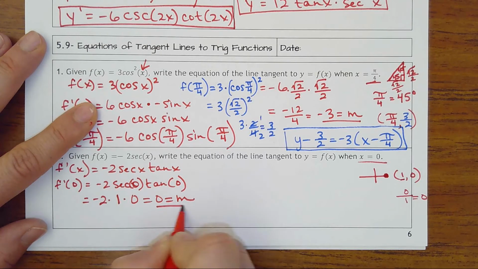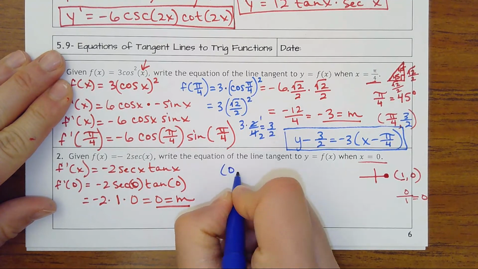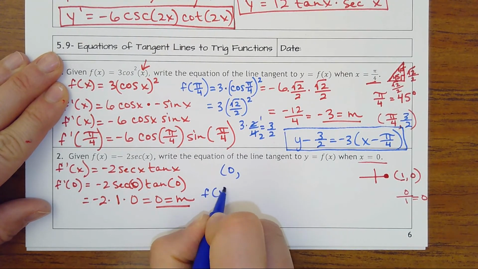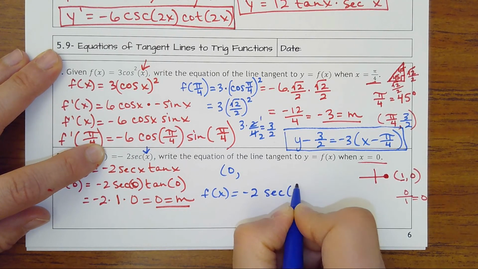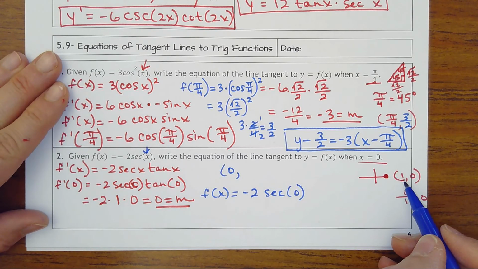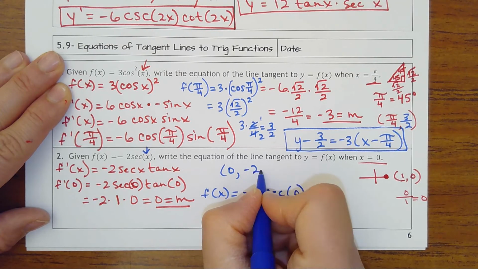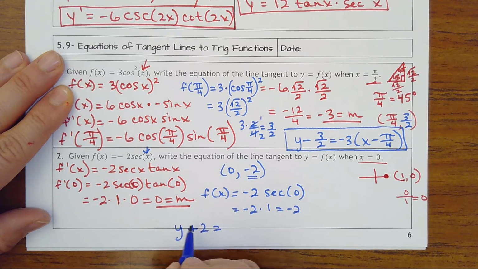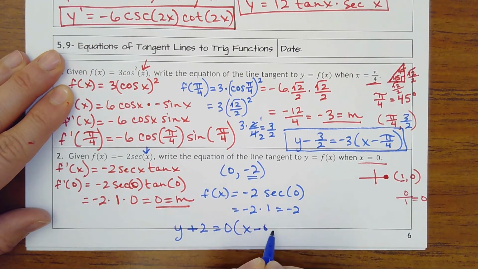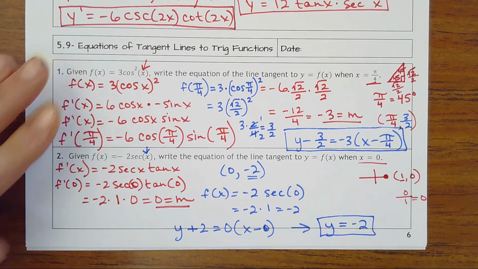That's our slope. Okay, now we need to find our ordered pair when x was 0. And so I'll plug it in to the original. Negative 2 times secant of 0. And we already said secant goes with the x value. That's 1. Negative 2 times 1 is negative 2. So my equation would go y minus negative 2, so plus 2 equals 0 times x minus 0. Or this really simplifies down into, that's all 0. Subtract the 2 over, it would be y equals negative 2. And that's it.